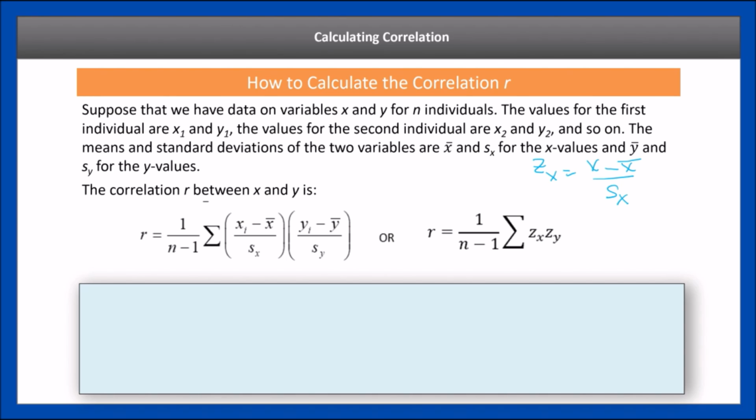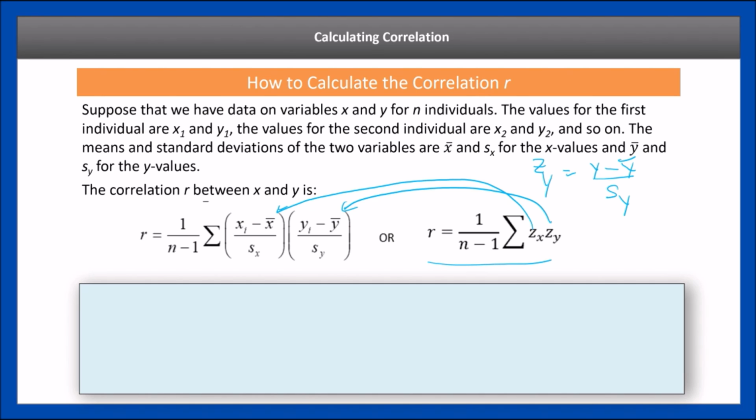And then zy is just a y version of that. If I change this to y, then it's just a y version, right? So y minus y bar over sy. Basically the same formula as that. So therefore, this is the shorthand.